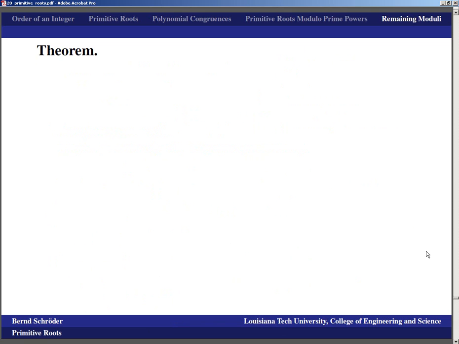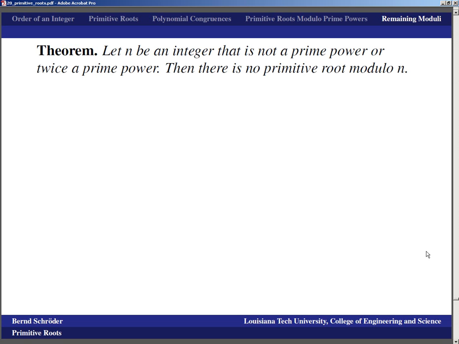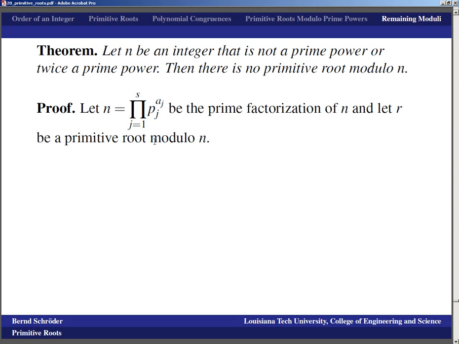Okay, so now what about the other moduli that are left? We have taken care of prime powers. I think 2 and 4 you can take care of directly, and I don't think we've done that yet, but we will talk about that. So what's left? Well, if you have an integer that is neither a prime power nor twice a prime power, then there is no primitive root modulo n. So that really shows that we've already taken care of most of what's going on.